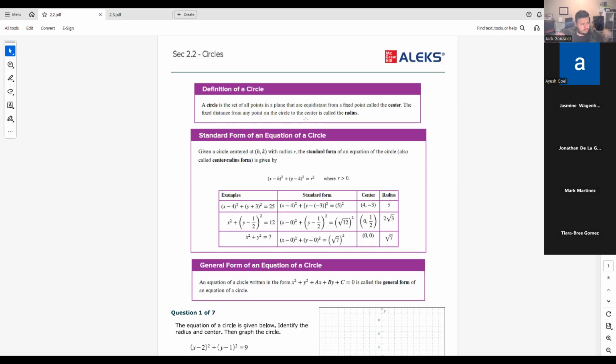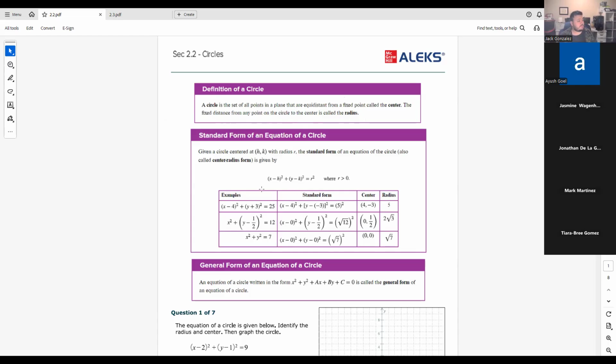So all the points, in other words, equidistant, meaning they're all the same distance from the center point. That's all they're saying. So if one of the points was not equally away from the center, then it's not a circle by definition. So that's how you define the circle.